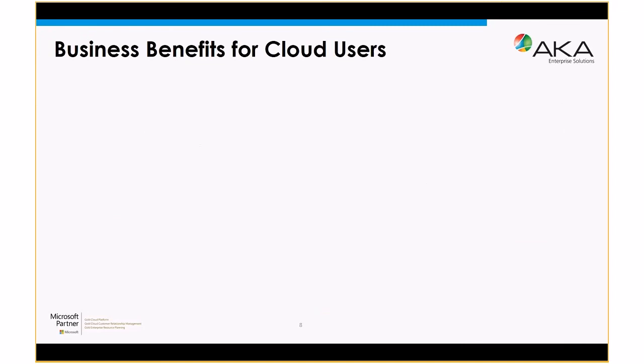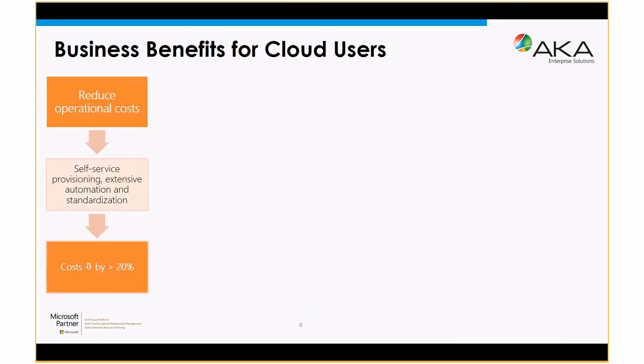Now, some might say, well, why would I want to do this? I'm really comfortable with my hardware on premise. It works really well for me. Why would I want to move to the cloud? Well, quite frankly, you can operationally reduce your costs. Because this is self-service, self-provisioning, and extensive, you can automate it, and you can really get it to the point where you only pay for what you use.